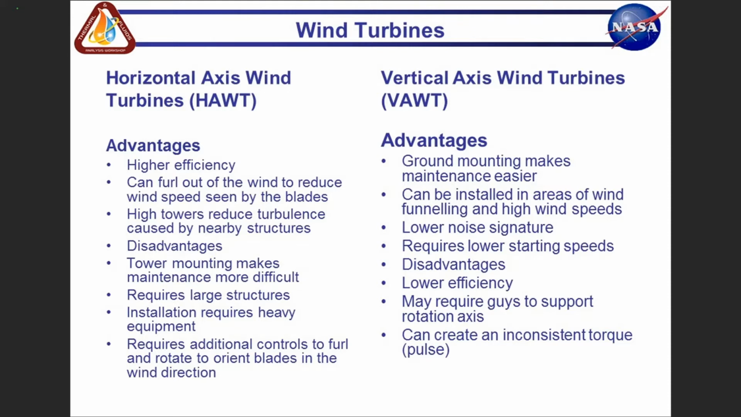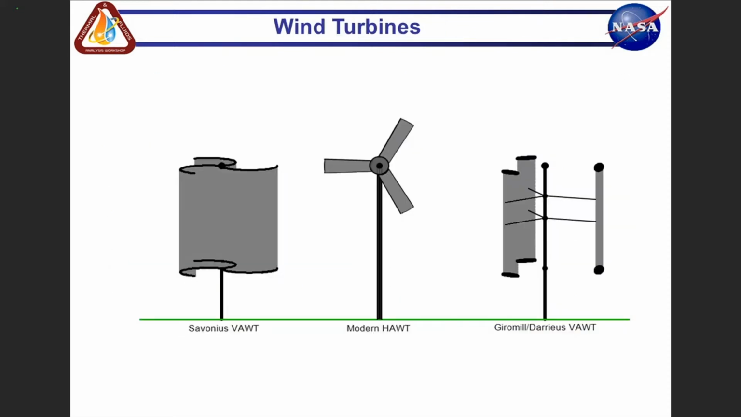The vertical axis wind turbines also have advantages and disadvantages. The advantages are ground mounting, easier maintenance, and that they can be installed in areas with high wind speeds. They make low noise and require low starting speeds. But they have disadvantages like low efficiency, and they may require guy wires to support the rotation axis. These disadvantages make many researchers study how to improve their efficiency and find solutions to these obstacles.